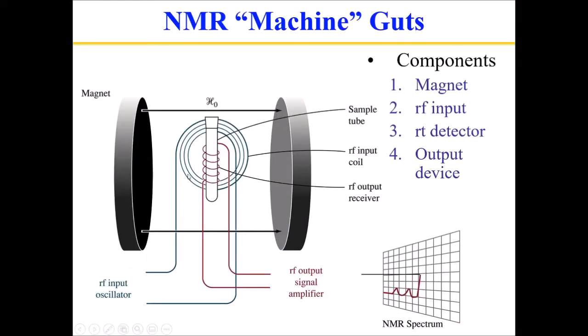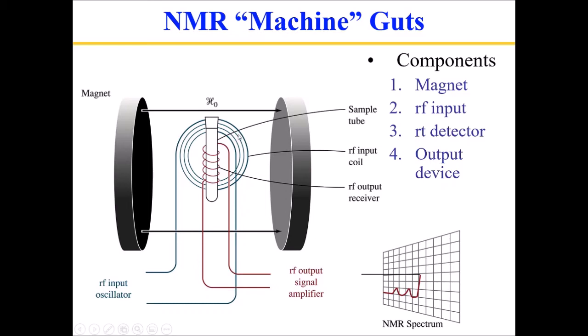This blue line right here represents a wire that emits radio waves. The radio waves go into your sample, which is held in a test tube in the center of the NMR machine, which is usually, the ones we have are about the size of a dishwasher, and they carry these little teeny tubes that are about the size of a pencil. So it's a very large instrument to house a very small sample.